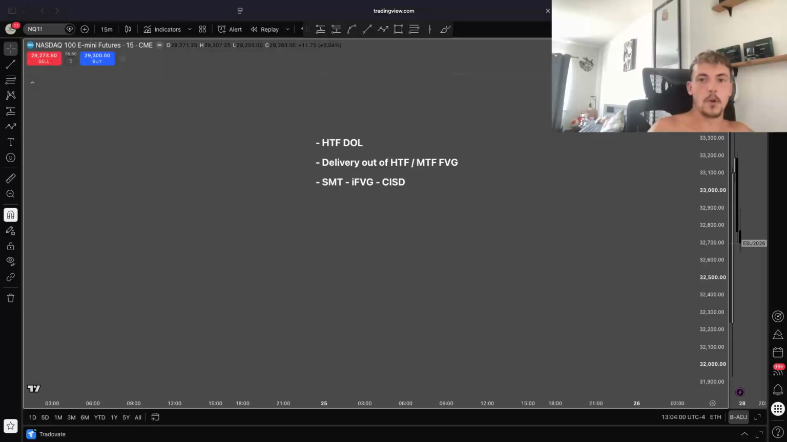Now, here's the framework. 3 simple things, all you need. High time frame draw on liquidity, delivery out of a high time frame or middle time frame fair value gap, and the entry model itself: SMT, inversion fair value gap, and a change in the state of delivery. Alright, that's all you need.